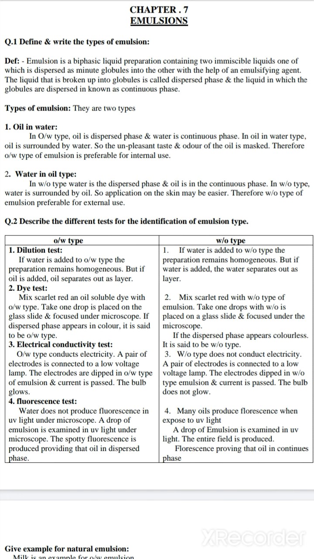Then the types of emulsion. There are two types of emulsion: oil in water and water in oil. In oil in water, oil is the dispersed phase and water is the continuous phase. And in water in oil, water is the dispersed phase and oil is the continuous phase. Here are the tests which I earlier told you: dilution test, dissolubility test, electrical conductivity test, and last is fluorescence test. Here one test more, which is the cobalt chloride test.